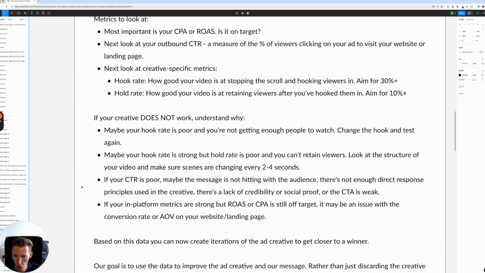So if your creative does not work, you want to understand why. Maybe your hook rate is poor and you're not getting enough people to watch. So you want to change the hook and test different hooks. Maybe your hook rate is strong, but the hold rate is poor and you can't retain viewers. Then you want to look at the structure of the video and make sure that the scenes are changing every 2 to 4 seconds, that there's dynamic, that it's actually interesting to watch. Sit down and watch your videos and ask yourself, is this interesting? Is it boring? And change accordingly.